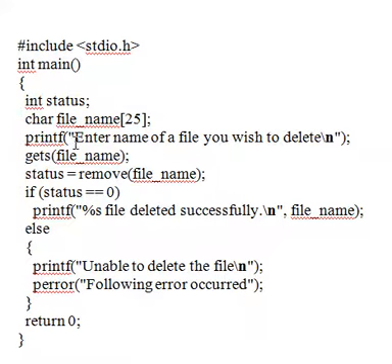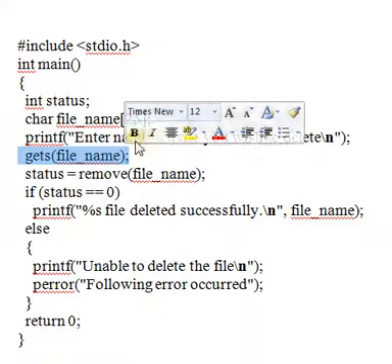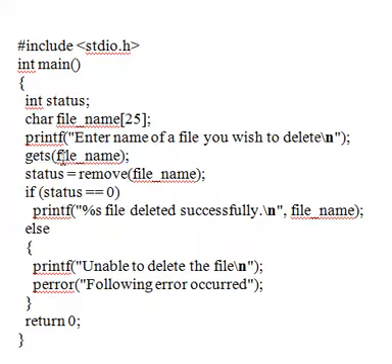Next, by using printf function, I am asking: enter name of a file you wish to delete. So here we have to give the file name which we want to be deleted. That file name will be read by using gets function, gets of file name. So gets function will read that file name and it will be stored in the array file name.